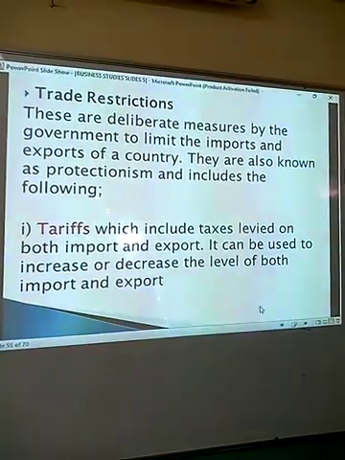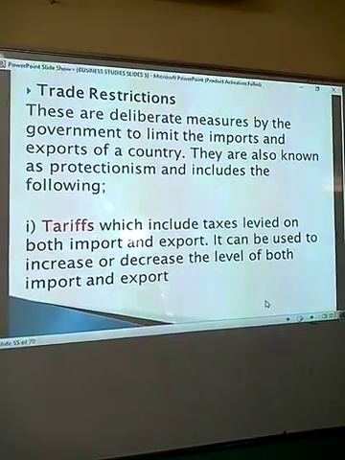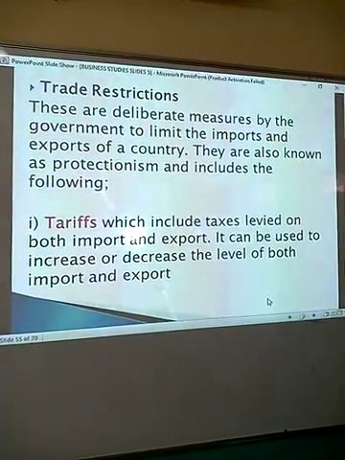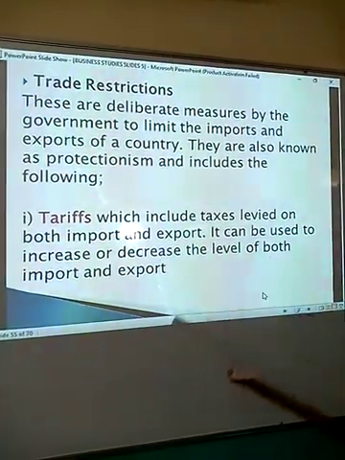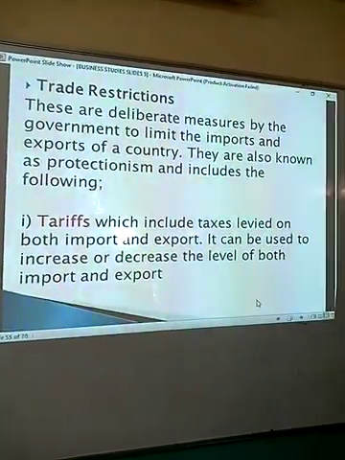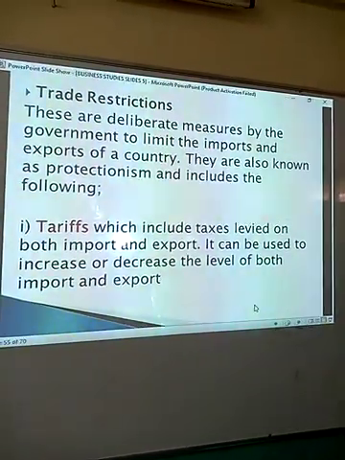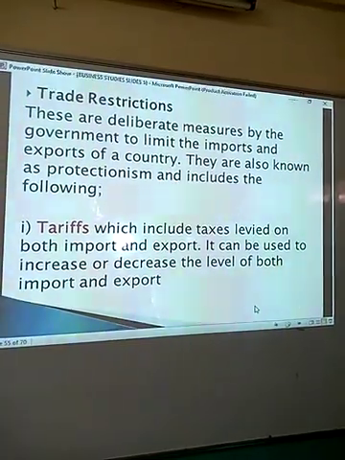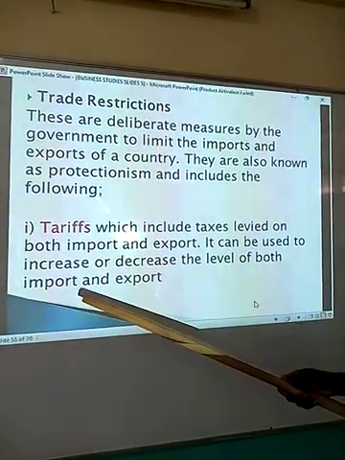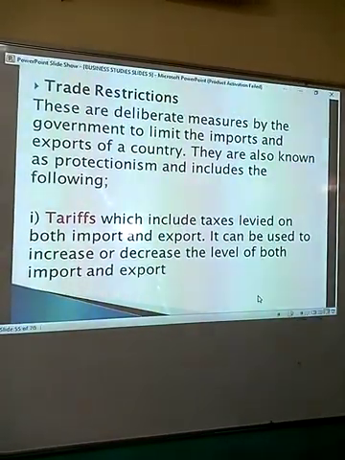A common term for the taxes that are levied on both the import and export is tariffs. Now, it can be used to increase or decrease the level of both import and export, depending on the prevailing situation of a country. Maybe a country wants to correct a BOP which is unfavorable, then they can decide to levy taxes on imports so that their exports increase.